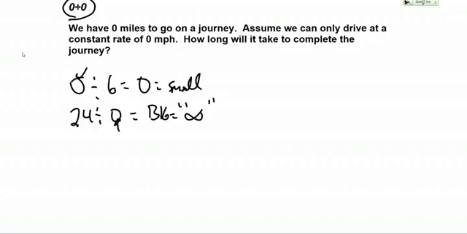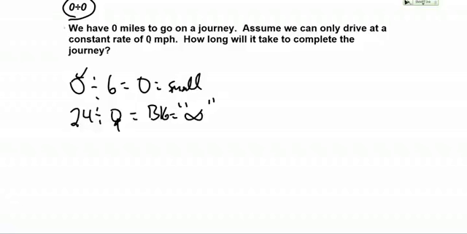So what do we do? Well, let's look at the story problem here, although it might seem a little crazy. Now I've changed both numbers. Where the 24 was, there's a 0, and where the 6 was, there's a 0. We have 0 miles to go on a journey. Assume we can only drive at a constant rate of 0 miles per hour. How long will it take to complete the journey?